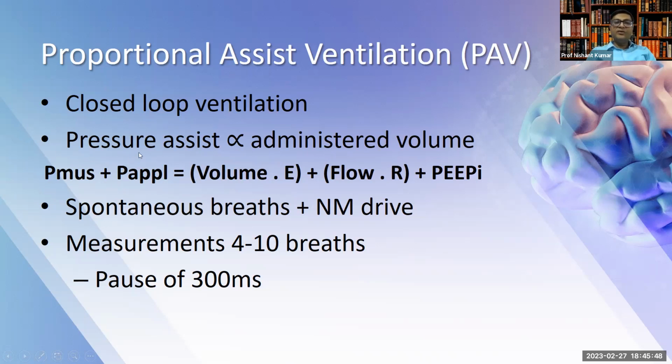P muscle is the patient's effort, P applied is the ventilatory effort, which is equal to the volume, that is the tidal volume, times elastance, and flow times resistance. So basically, the tidal volume times elastance plus flow times resistance gives you P muscle plus P applied. So basically, this is what is to be calculated. It depends on the spontaneous breaths, and it also takes into account neuromuscular drive. It gathers data over 4 to 10 breaths, gives a pause of 300 milliseconds, and then applies this equation to decide how much pressure is to be applied.